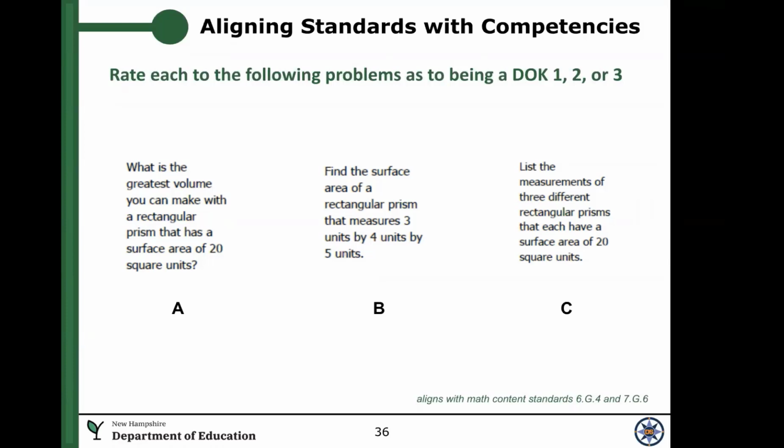And DOK 4s tend to be those longer term projects that students do that take multiple days and require multiple applications of information and learning.